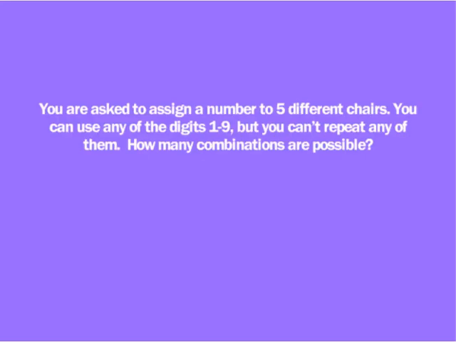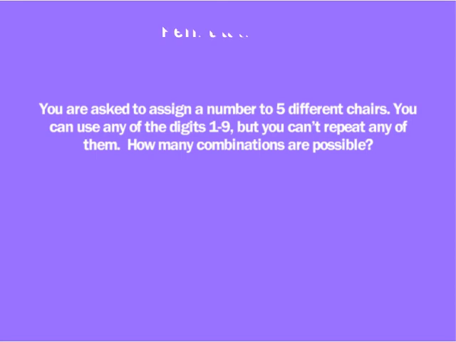You'll also encounter combination and permutation problems. Now, permutation is where the choice is affected by previous choices. Let's look at a permutation problem. You're asked to assign a number to 5 different desks. You can use any one of digits 1 through 9, but you can't repeat any of them. How many combinations are possible?